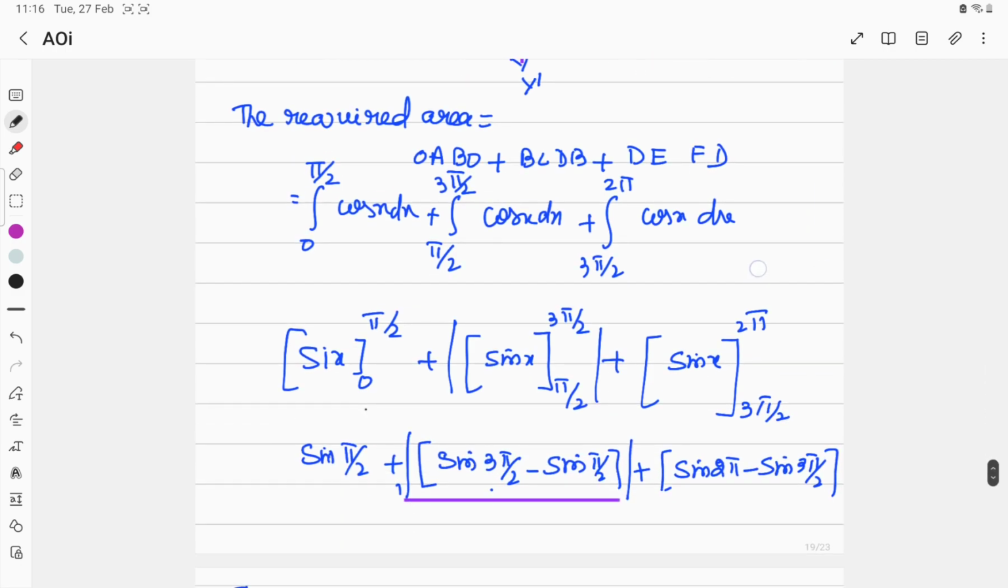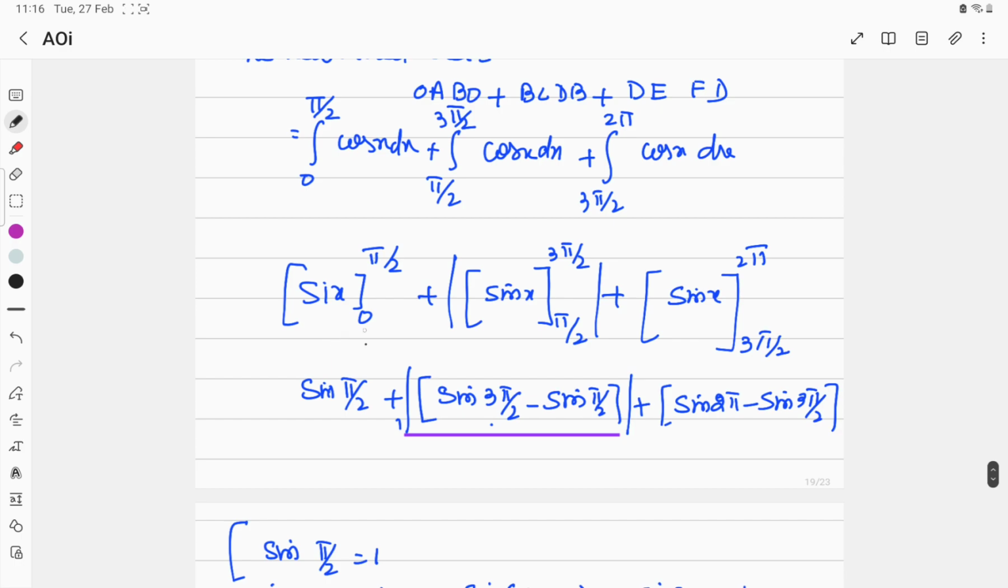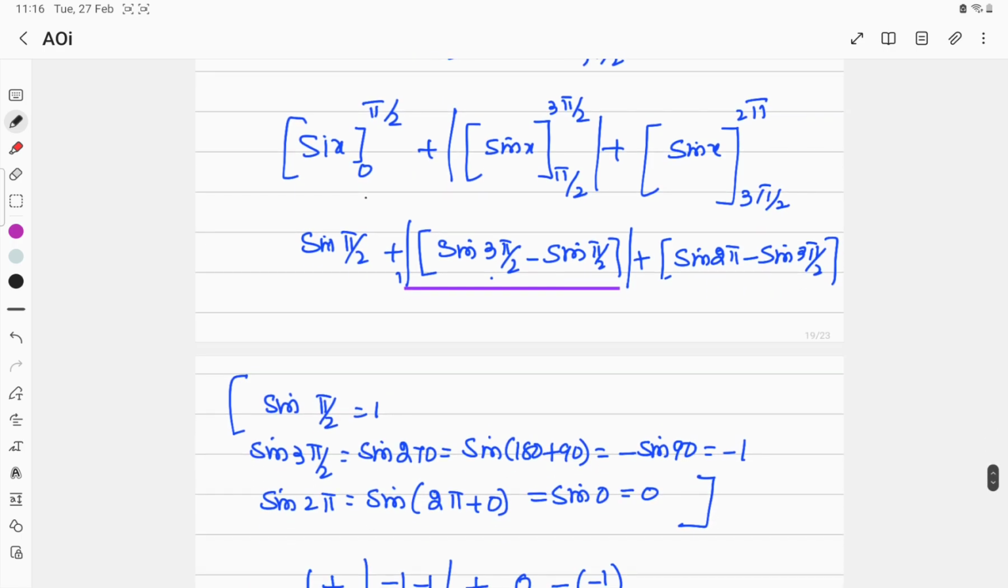We know that the integral of cos x is equal to sin x. So using the limits properly, sin pi by 2 is equal to 1. Here sin 3 pi by 2 is equal to sin 270. More than 90, we have to split into 180 plus or 180 minus. Here 270 is 180 plus 90. For 180 there is no change, sin 90. But 180 plus 90 lies in the third quadrant, so we put a minus sign. So sin 3 pi by 2 is equal to minus 1.